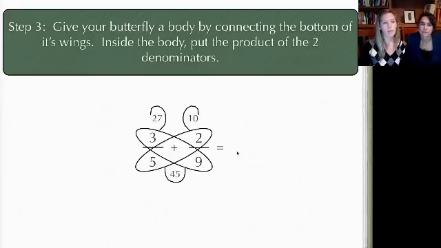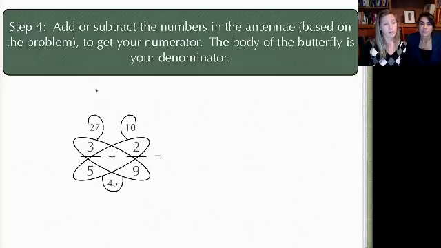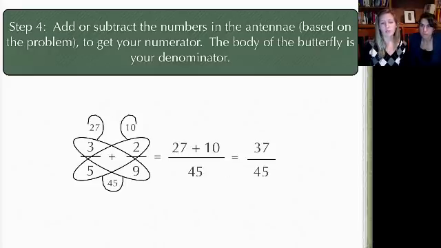Now, the next step is to look at your problem. If the problem is addition, then you're going to add the antenna. If your problem is subtraction, you would subtract the antenna. So in this case, we have addition, so we will add the antenna, 27 plus 10, and then our body just becomes the denominator. Now I'm just going to go through and solve this. 27 plus 10 is 37. 37/45ths. So we solved it.